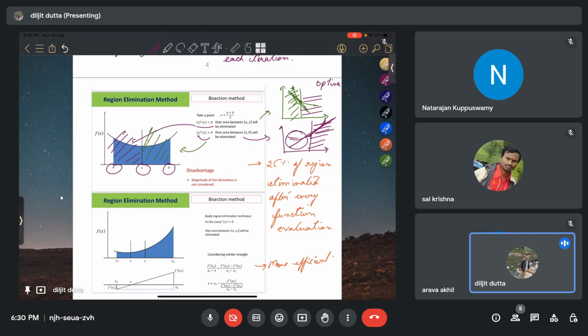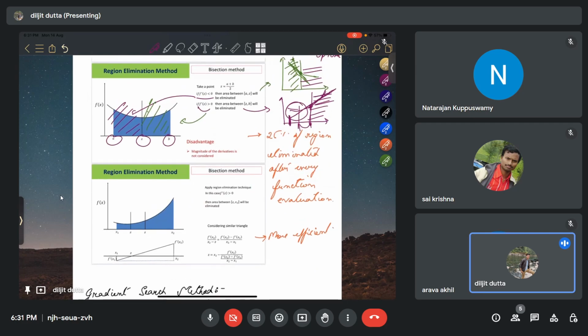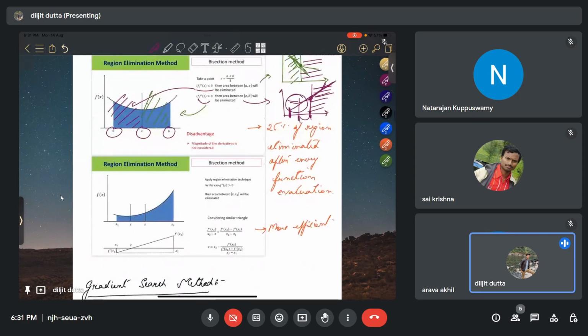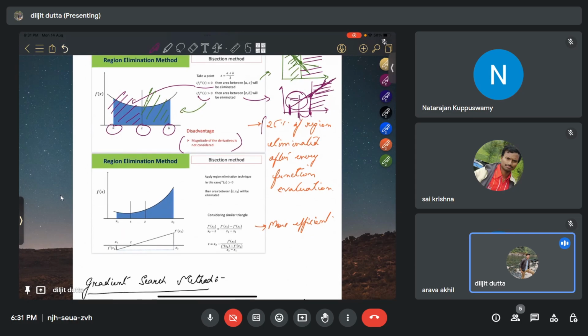Again we have one endpoint, and we get z as the second endpoint, and after that we take the midpoint and iterate the same process. At every iteration we are calculating only one function value, that is, the value of f at z. In this method we are not taking into account the magnitude of the derivative, just the sign of the derivative, that is, whether f dash z is greater than 0 or less than 0. In this method also, 25% of the region is eliminated in every iteration.